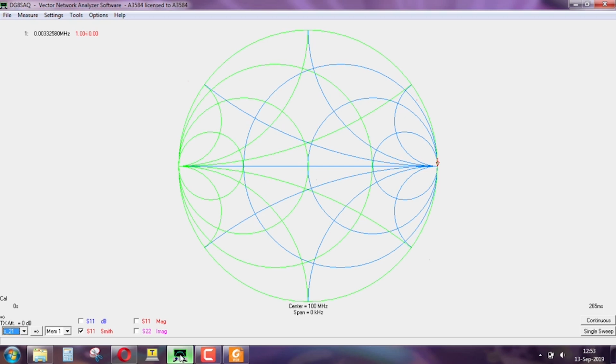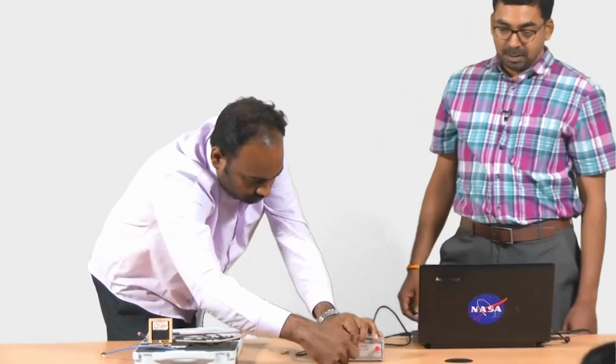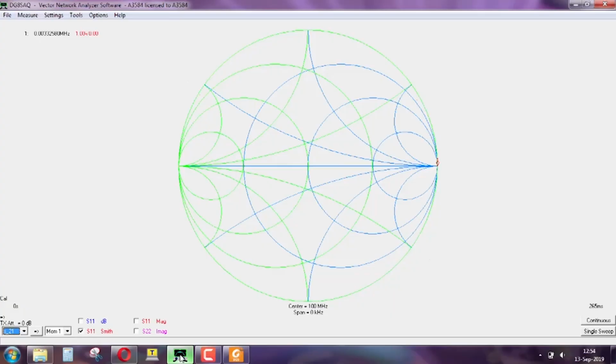Now, shall we connect a short circuit? So now we are having a plate which will short the inner and the outer conductors, right. And if you look carefully, there is a red color marker that is appearing on your screen, which moved to the extreme left of the Smith chart, indicating that it is a short circuit. Okay. So these are very simple things.